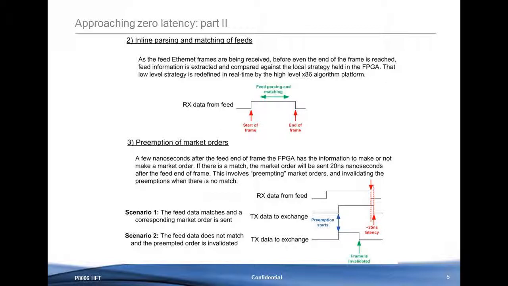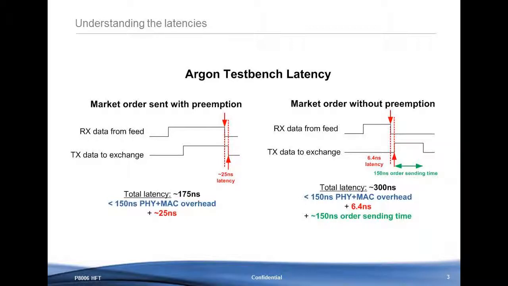If a match is not made, we poison the Ethernet frame by using an invalid frame checksum. This aborted frame will be discarded by the network device at the other end of the cable. The latency from the end of packet of a critical FIX message to its corresponding market order response is roughly 170 nanoseconds. This includes the PHY and MAC round-trip latency overhead of 150 nanoseconds. When preemption is disabled, the gap between the FIX message end of packet and the start of packet of the corresponding response is only 6.4 nanoseconds. But we then incur the full serialization delay of 150 nanoseconds to send the market order.